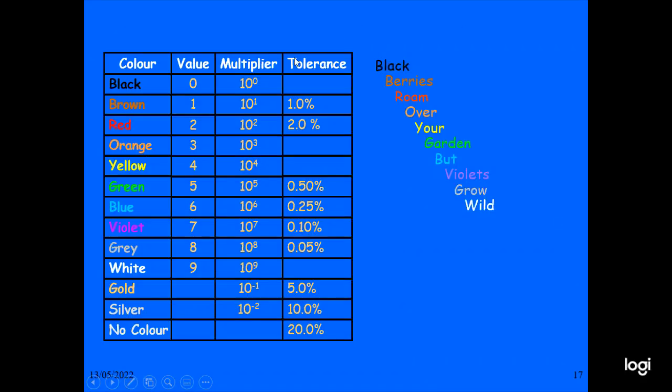Depending on the resistor, the position of the color matters. You have to take the value and multiply it with the multiplier. Also, you have to put the tolerance. So, "Bloom over your garden path, violet and grow white." This is the way a resistor's color coding can be known, also by looking at the display.